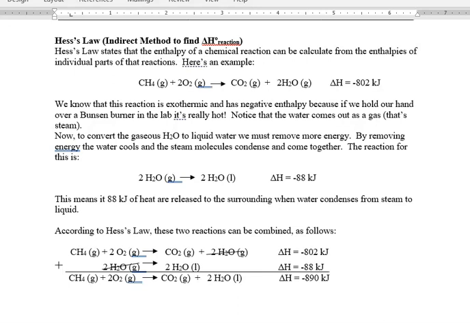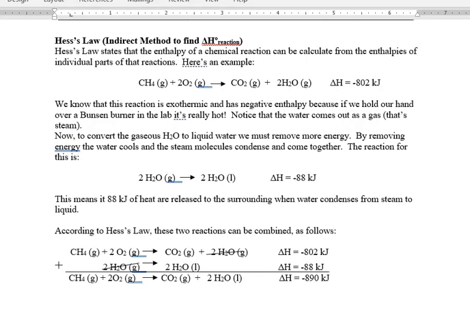Why? Because you have to give off more energy to turn water into a liquid, because liquid water has less energy in it. So you have to give out more energy to make it liquid. So in this case, the water is gas, so the delta H is different than what you saw earlier in these notes. We know that the reaction is exothermic. Now, to convert the gaseous H2O to liquid water, we must remove more energy. So by removing energy, the water cools and the steam molecules condense and come together.